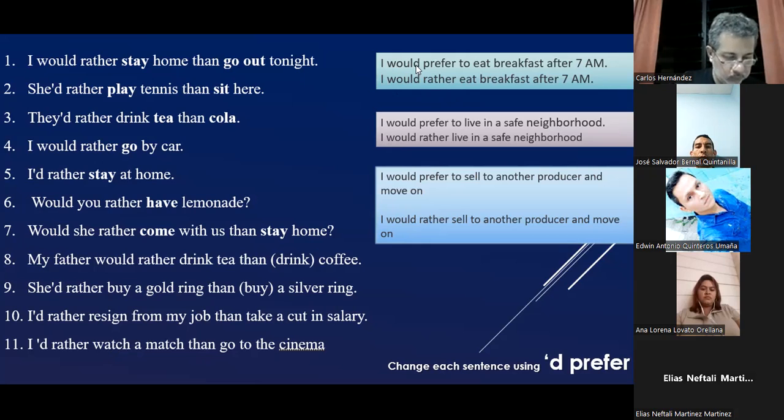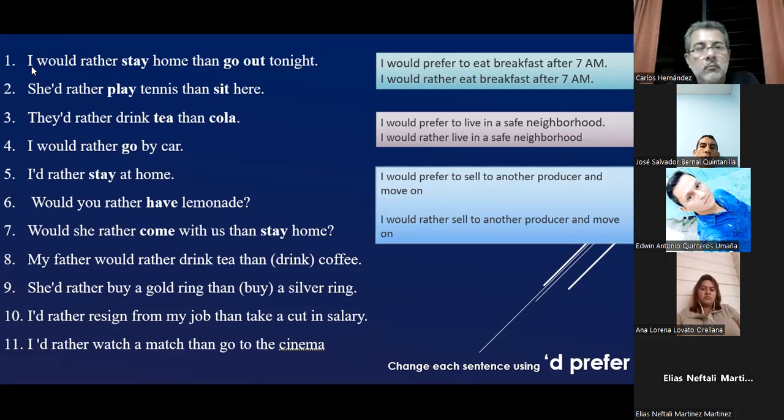The first one is when we use would prefer, and they will have the same meaning, okay? So I would prefer to, the verb is the one that changes. So I would prefer to eat breakfast after, say, 7 a.m. I would prefer to live in a safe neighborhood. Even though here we could say safer, right? So yes, I would prefer to sell to another producer, right? And move on. So let's try to transform these 3 first sentences with would prefer, okay?